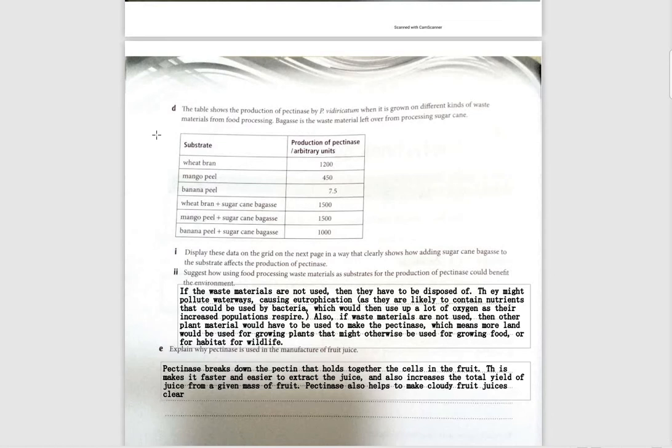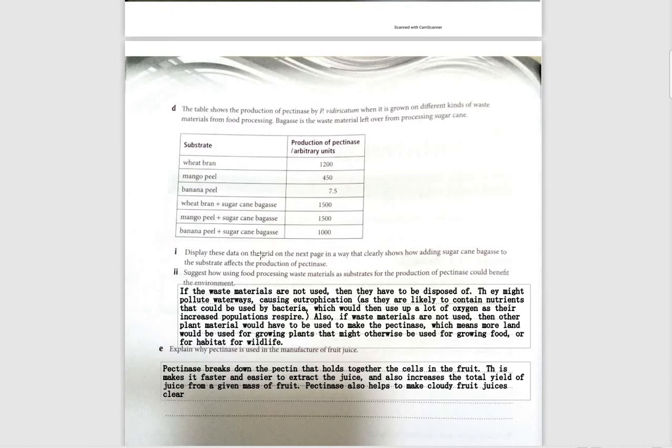Bagasse is the waste material left over from the processing of sugarcane. So this is the table. These are the substrate types and production of pectinase in arbitrary units. Just take a look at all this. Now, moving on, display these data on the grid on the next page in a way that clearly shows how adding sugarcane bagasse to the substrate affects the production of pectinase.